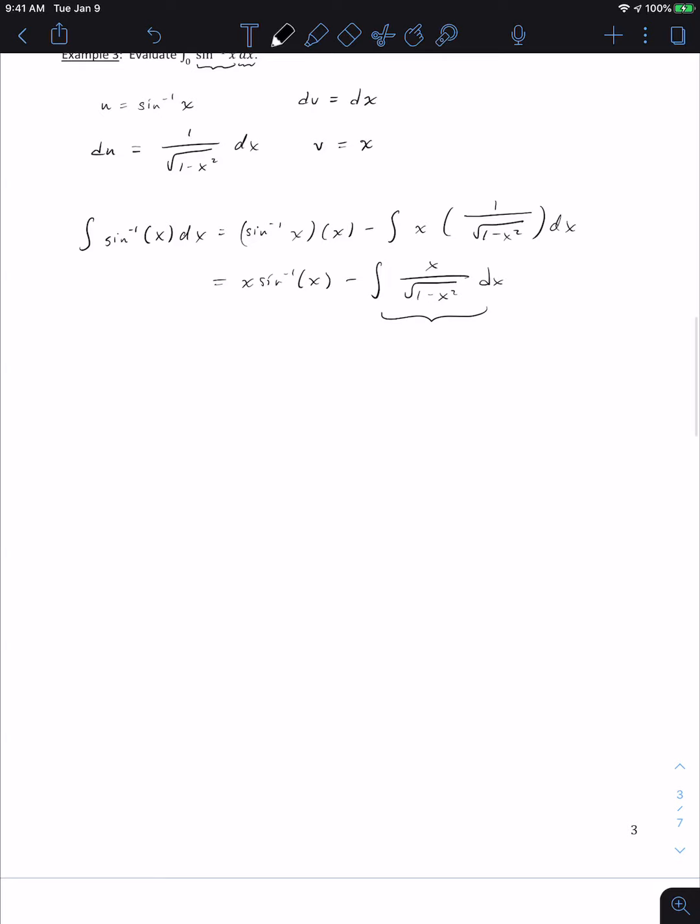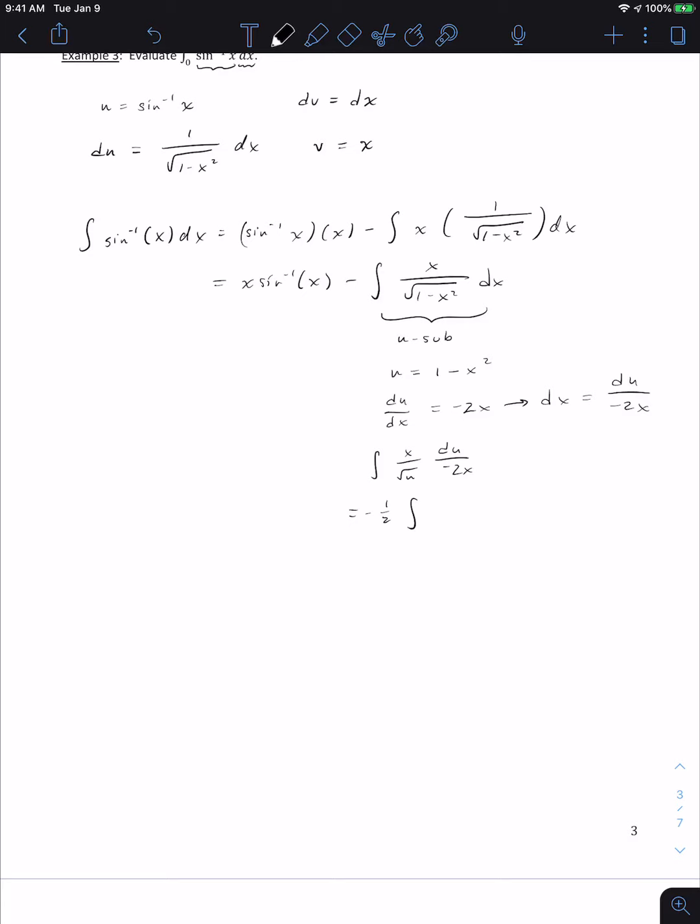This is going to require a u substitution with u equaling 1 minus x squared, right? Which means du over dx equals minus 2x, which means that dx is du over minus 2x. So substituting that in, I get x over the square root of u times du over minus 2x. So that gives me minus 1/2 times the integral of u to the negative 1/2.